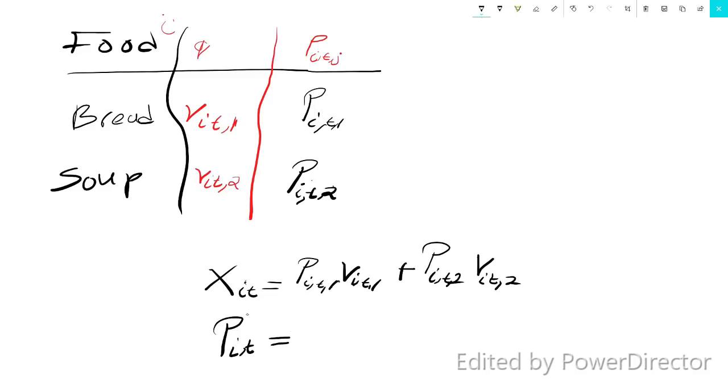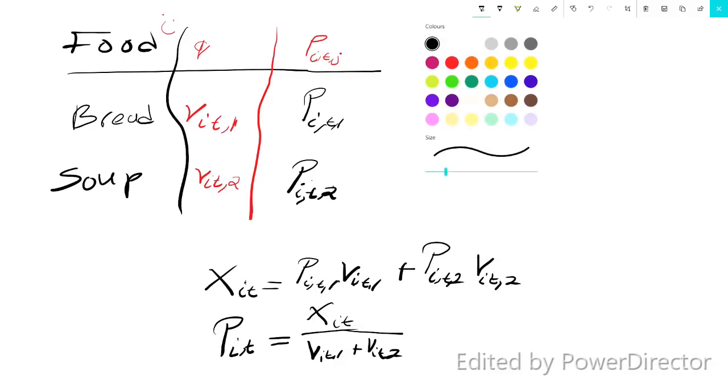So if I want to take a certain representative price of food, which I'm going to call the big PIT, at time T, obviously, because this big PIT does change with time. Basically, we want to find this representative price. To find it, we know that it's going to be the sum of all the expenditures, which is big XIT, divided by the sum of all the quantities that has been consumed, so VIT1 plus VIT2. In this case, this would be the representative price of food, right?